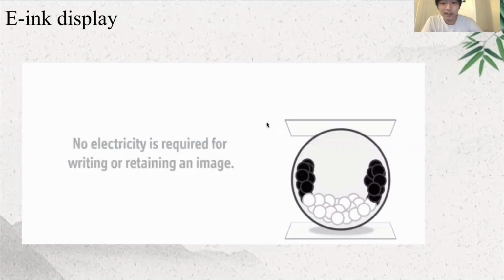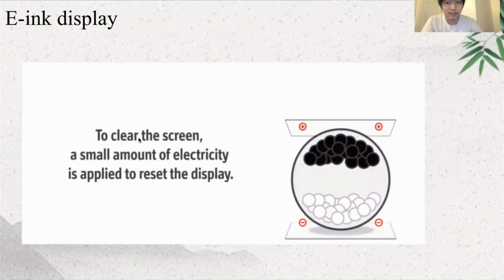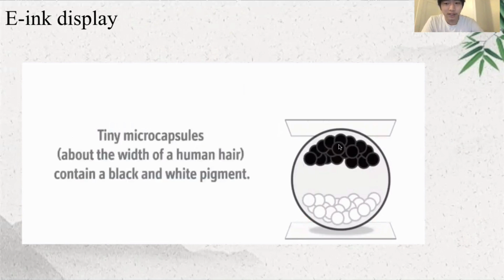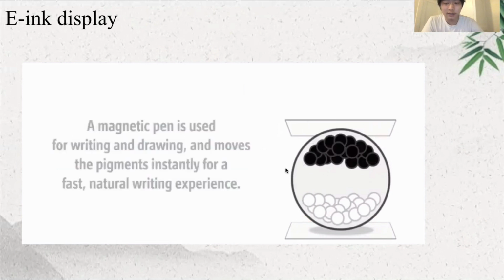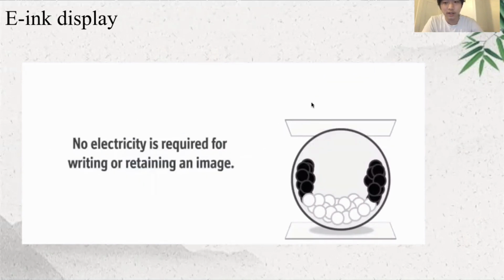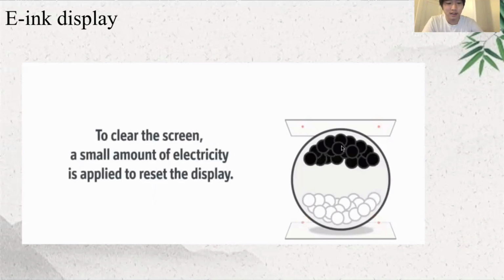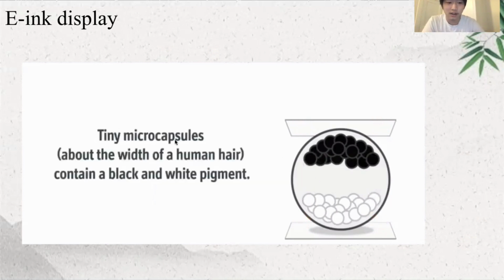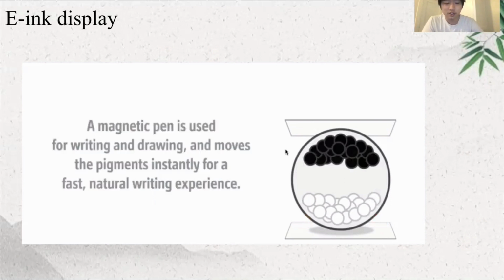Here is another demonstration of the e-reader display. When we are writing with a magnetic pen on the e-reader, the pigment moves around. If there is no electricity, it stays in the same state, which means whatever you draw on the e-reader stays there. And when you want to clean the e-reader, you just need a little bit of electricity to go through it, and then it resets. Just like this.